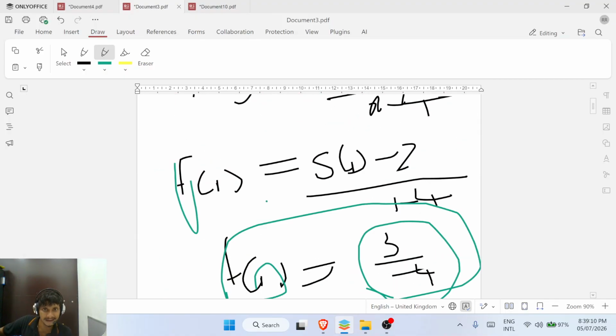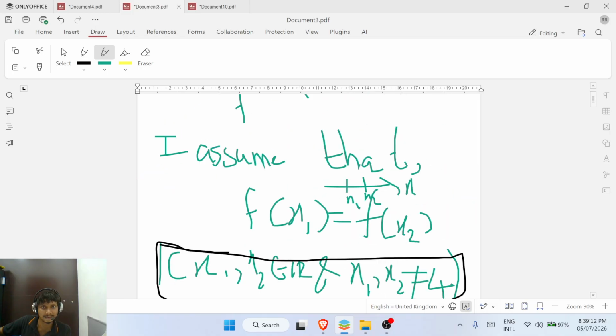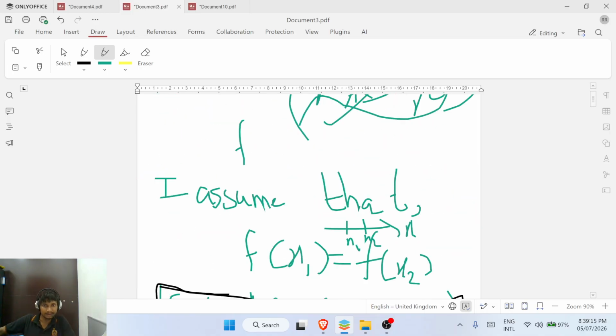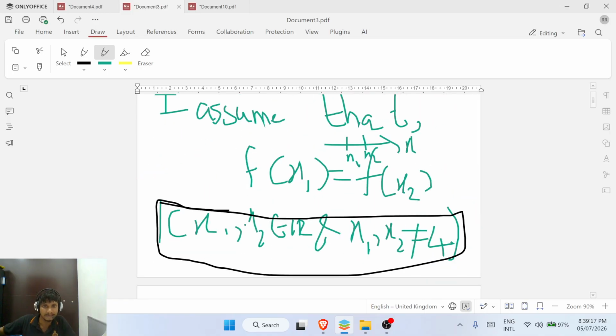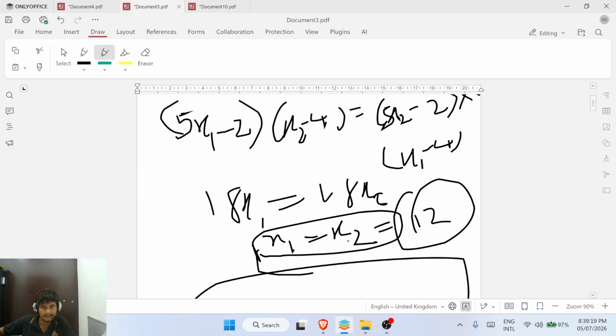Therefore, we take common values x1 and x2, and that is enough. I assume that f of x1 is equal to f of x2. Finally, I show that x1 is equal to x2. If two values have the same value for f of x, then the two values must be the same.